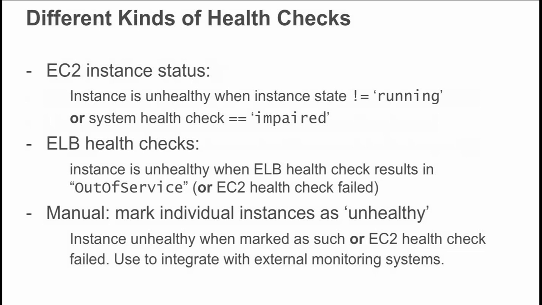There are different kinds of health checks. The default one, which I'm using right now, is the EC2 instance status. So EC2 runs a couple of checks for every virtual machine running in the service. If the instance state is not running, for example, someone manually stops the instance, or if the system health check shows a sign of impaired, which could be a sign of a hardware failure, for example, then autoscaling will terminate the instance as it perceives it unhealthy.